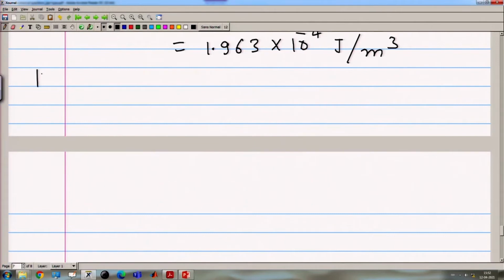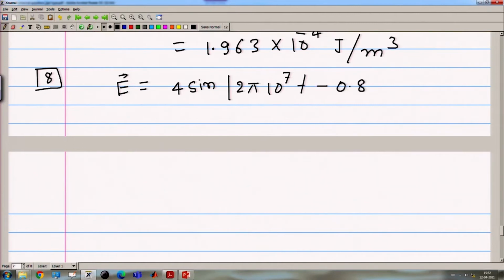So, this is the next problem. Now, in the page it is the 8th problem. So, here means E field is given. E field is 4 sin(2 pi 10 to the power 7 t minus 0.8 x) uz volt per meter. So, this is the given electric field.